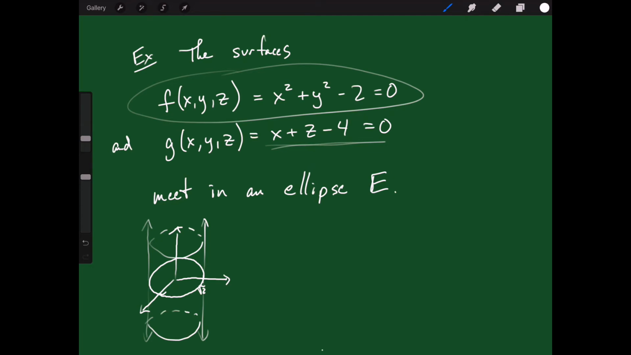Then I have this additional function x plus z equals 4. So x plus z equals 4 is a plane that would cut through, let's see. So if x is 0, z must be 4. So it cuts through at an angle up here. And then it's level with y. So we kind of have this plane that goes.